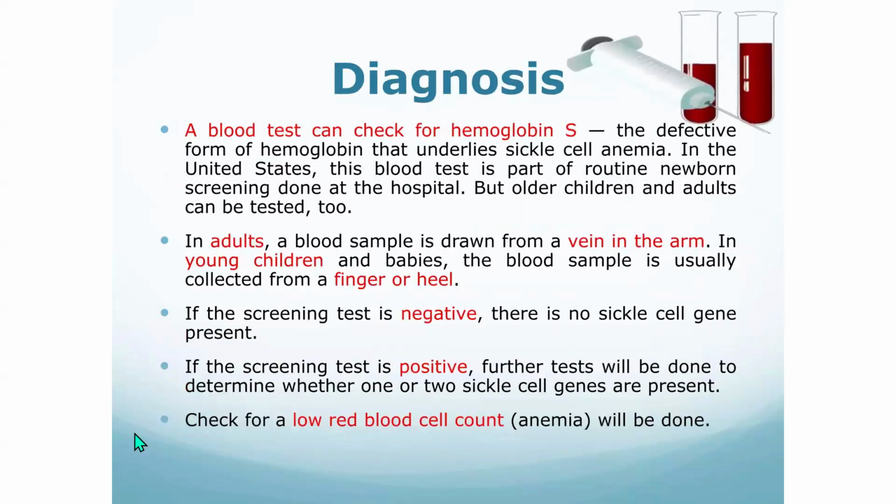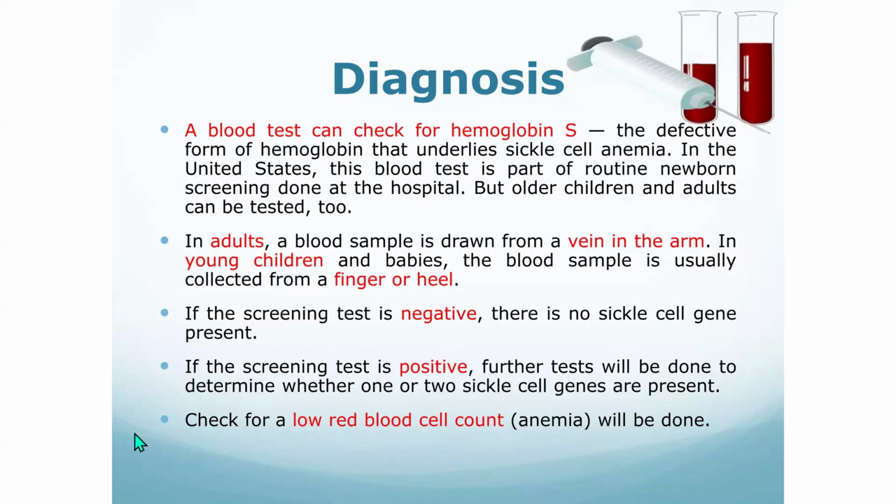So then, diagnosis. For the diagnosis of sickle cell disease, a blood test can check for hemoglobin S. That is a defective form of hemoglobin that underlies sickle cell anemia. In the United States, this blood test is part of the routine newborn screening done at the hospital, but older children and adults can be tested too.